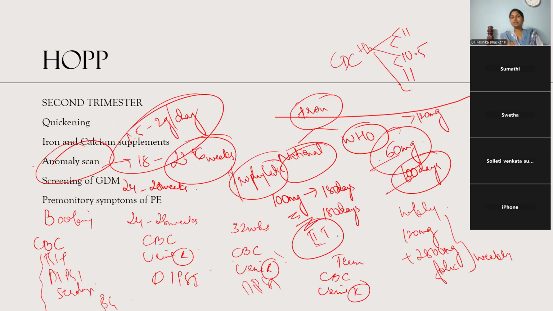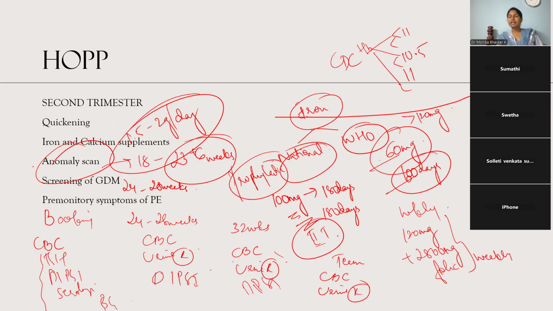And in the third trimester, again, we will ask about perception of fetal movements, continuation of iron and folic acid supplementation, and we will ask about growth scan. So when do you want to do a growth scan? You want to do a growth scan preferably between 32 to 34 weeks of gestation. And if it is a high risk pregnancy, then you will do it between 28 to 30 weeks of gestation.